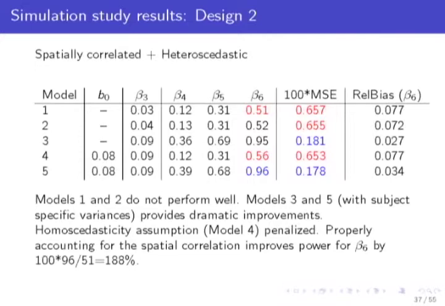The homoscedasticity assumption was in model 4, so you end up with this power, and then this is the mean square error. Now, if you properly account for the spatial correlation and all the features together, then you improve your power for beta 6, because I'm presenting only beta 6, by this much percent, like 188, because you jump from 0.51 to 0.96. This is based on 100 data sets.